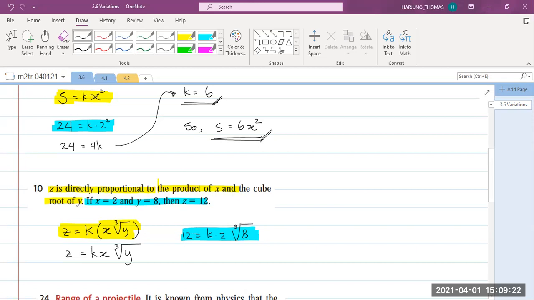Okay, then I solve it. That's 12 equals k times 2 times 2, so 12 equals 4k. So k equals 3. Now that's the constant of variation. And therefore the formula is c equals 3x cube root of y. Easy enough?